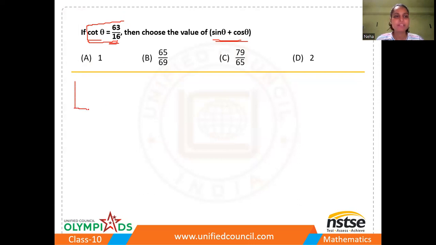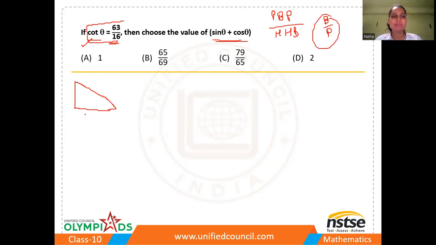The Pythagoras theorem we always apply on a right angle triangle, so this is your right angle triangle. The relation between the sides and angles of a triangle in trigonometry we remember as P B P upon H H B. So from this, the value of cot theta is base upon perpendicular. That means base is 63 and perpendicular is 16, so here we have to find the hypotenuse.